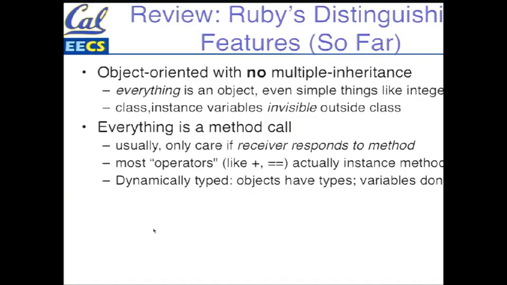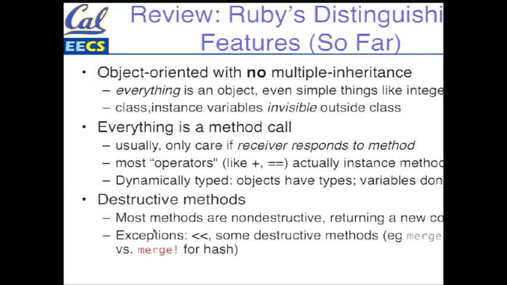Most of the time, that is irrelevant. The only question is whether it responds to the method, and we're going to use that to do some really, really nice programming. Most things that look like operators aren't. They're actually instance methods, and they may be defined different ways in different classes. Objects do have types, but the variables that refer to them don't have types. And although the vast majority of methods are not destructive, there are a few that are. Double less than is one example. And there's a few where there's a destructive variant that ends in an exclamation mark. Right? The exclamation mark is a way of warning you that this might be a dangerous method.